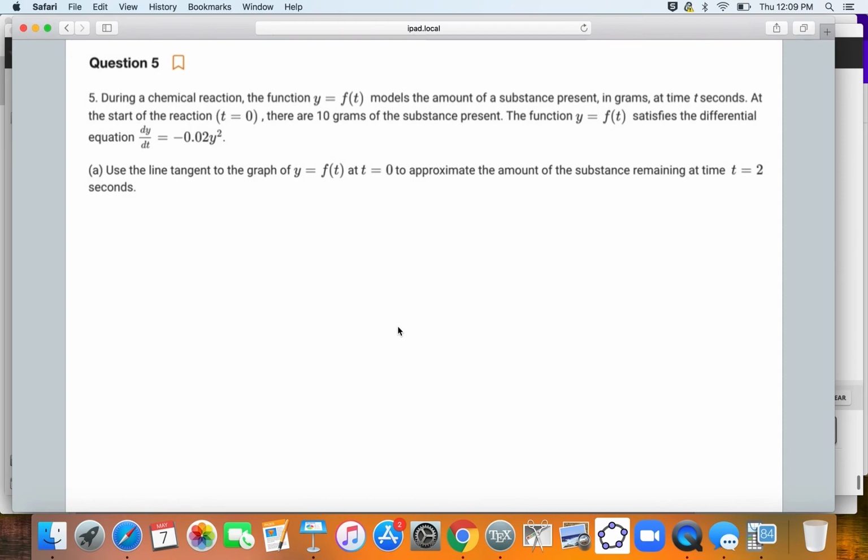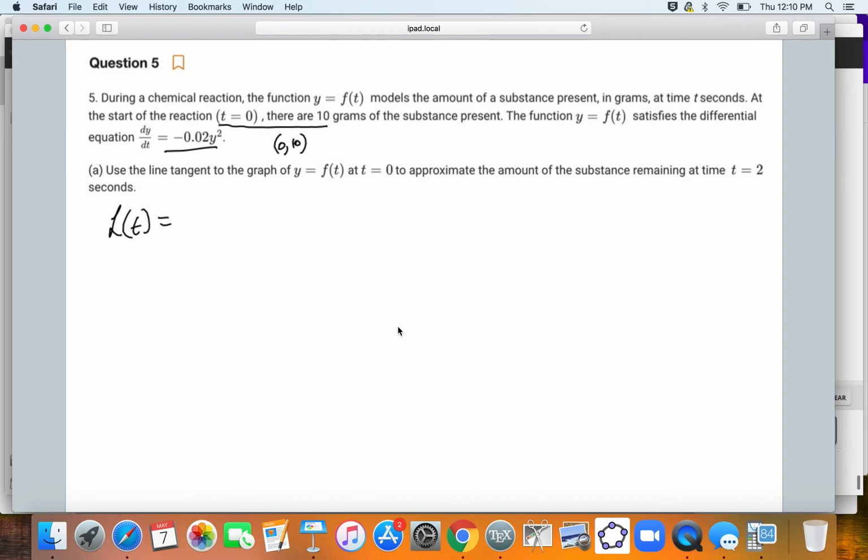And it says, use the tangent line to the graph at t equals 0 to approximate the amount of substance remaining at time t equals 2 seconds. So, first thing we need to do is write the equation of the tangent line. I'm going to call that L of t. To write the equation of a line, we need a point and a slope. They give us the point at t equals 0. There are 10 grams, so that's the point (0, 10). And then we can get the slope from our differential equation, which just tells us to plug in our y value and we will have the slope, right?